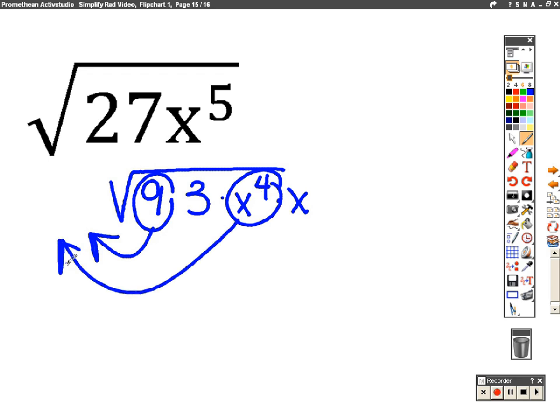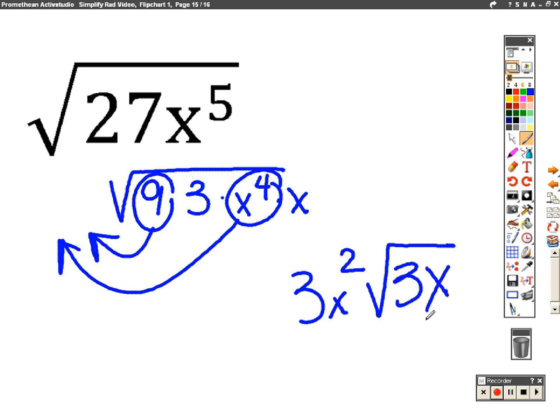But you know, when you come out of jail, that radical sounds like a jail. When you come out of jail, you're a changed man. So that 9 does not come out as a 9. That 9 pops out as a 3. This x to the 4th doesn't come out as an x to the 4th. It comes out as an x squared. But who has to hang out in jail? That's right. That 3 and that x still have to hang out under the radical sign, because you know only when you're perfect do you get to come out of the radical sign.